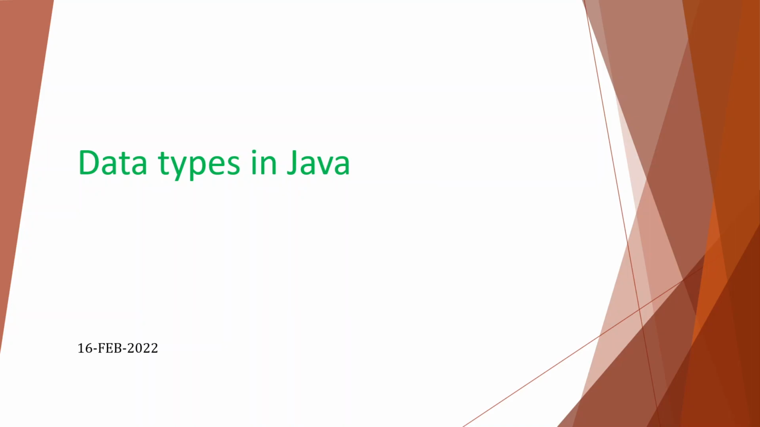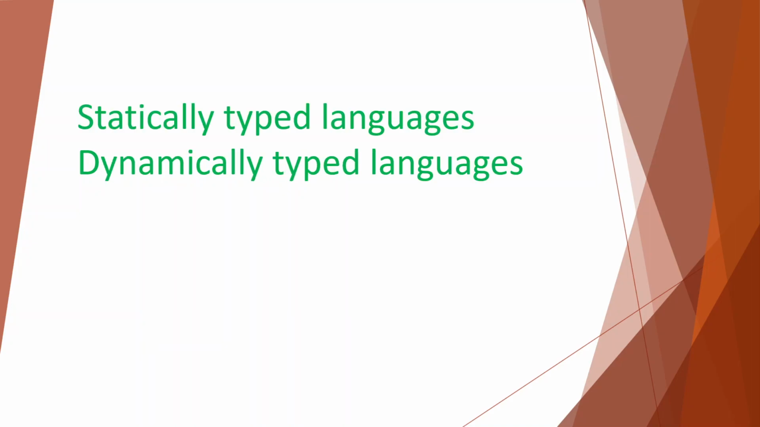Okay, so let us start with what are the different kinds of programming languages available when it comes to data types. There are two kinds of programming languages: statically typed languages and dynamically typed languages. Statically typed means the time you store data to a variable or you declare a variable, at that time itself we have to specify the type of that variable.